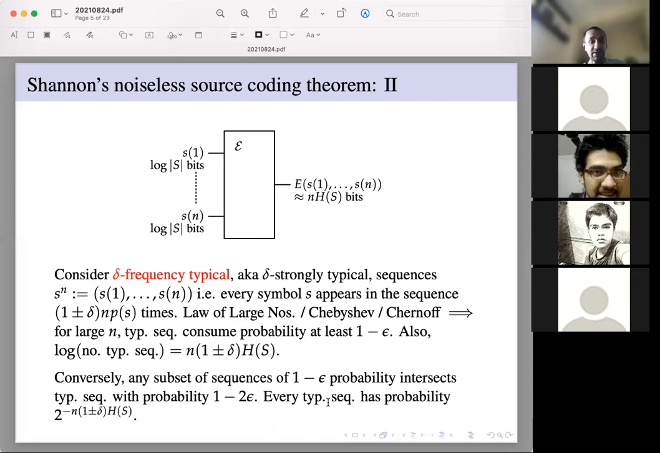Moreover, every typical sequence has probability approximately 2 to the minus n times H(s). In fact, this last statement, that the probability of every typical sequence is roughly 2 to the power minus n times H(s), is what goes into proving that the log of the number of typical sequences lies between these bounds. So these are things which you can even prove offline. They just use the notion of frequency typicality. The proof becomes very simple if you use this notion of frequency typicality. And to show that these typical sequences consume 1 minus epsilon probability, you have to use something like the law of large numbers or stronger quantitative versions.